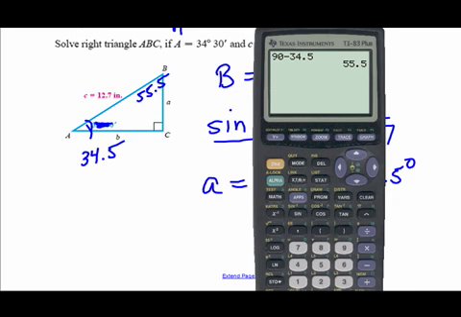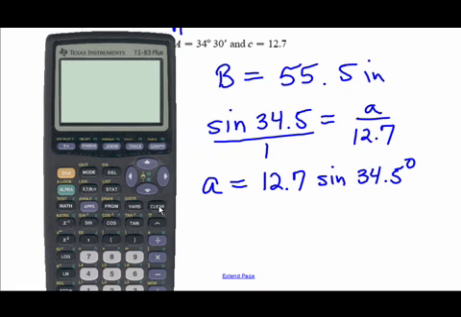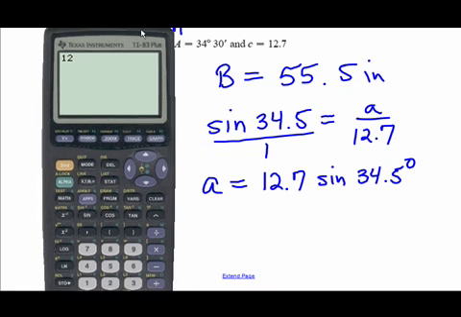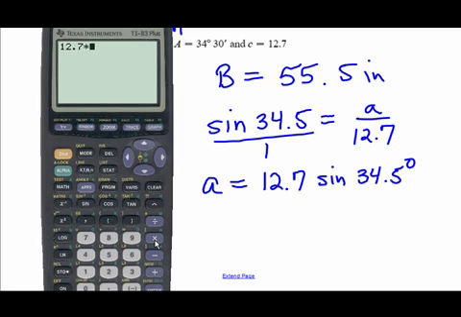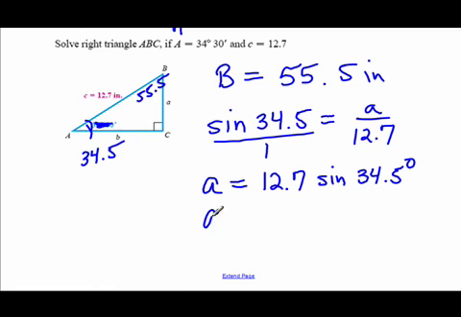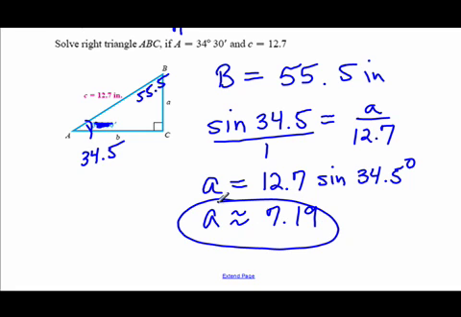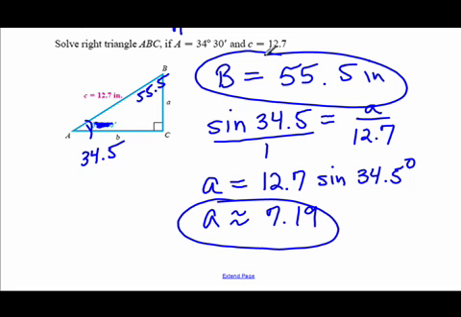So calculator, what is 12.7 times the sine of 34.5? And I'm assuming since C is given to us in tenths, let's go ahead and round this to the nearest tenth, 7.19. So little a is approximately equal to 7.19. So there's a missing side that I got. There's a missing angle that I got. And the only other thing to find now would be side little b.